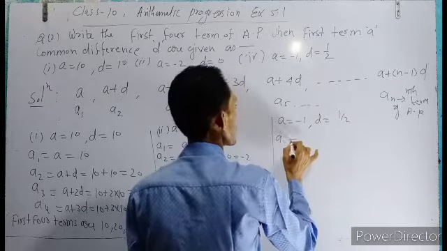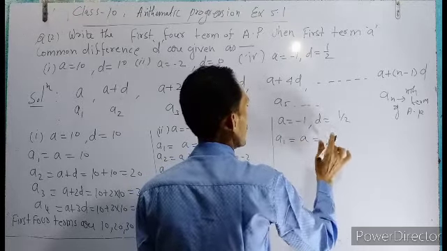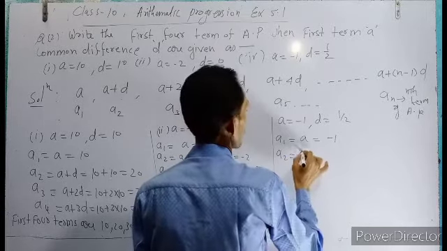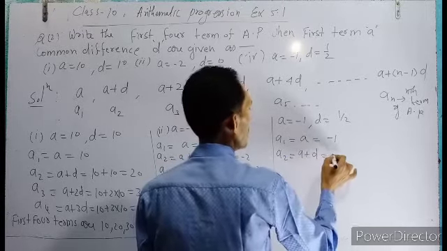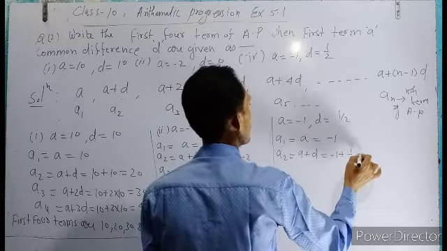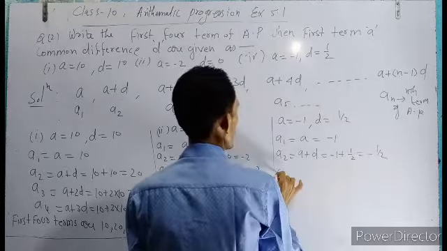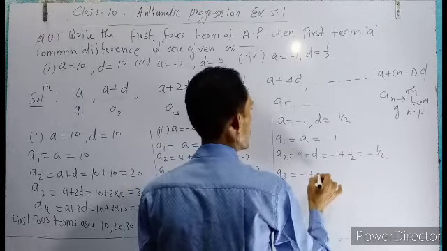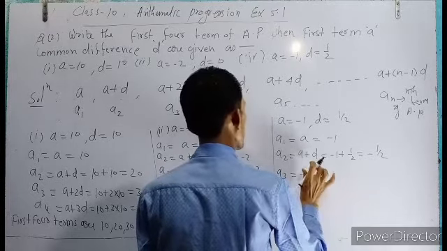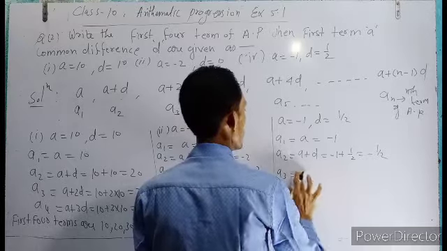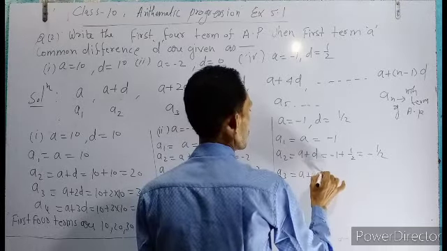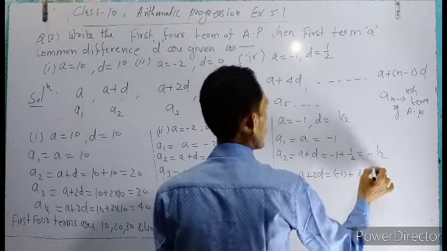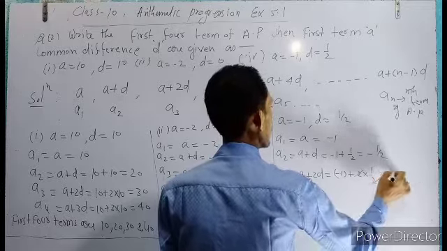So first term means a, that is equal to minus 1. a2 means second term. What is given? a plus d, adding the d: minus 1 plus d, that is minus 1 by 2. Similarly, a3 is a plus 2d. a means minus 1 plus 2 into d, what is d? 1 by 2. So you can say that will be 0.